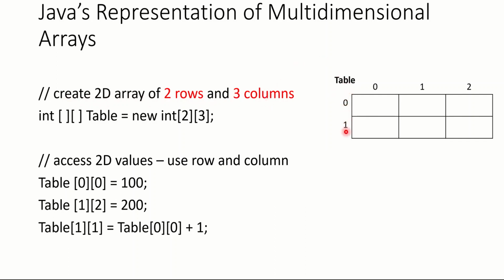So I have 2 rows and the index always starts from 0. So I have 0 and 1. And then for each row we have 3 columns. And as usual, we always start with 0. So 0, 1 and 2.